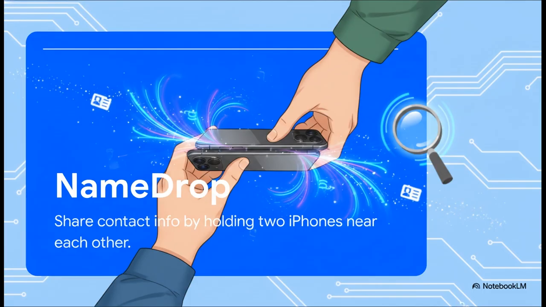Instead of awkwardly typing someone's number into your phone while they read it aloud to you, you simply hold the top of your iPhone near the top of theirs. It connects instantly and lets you swap contact cards in seconds. Honestly, it feels a little bit like science fiction, but it's really just AirDrop doing what it does best.